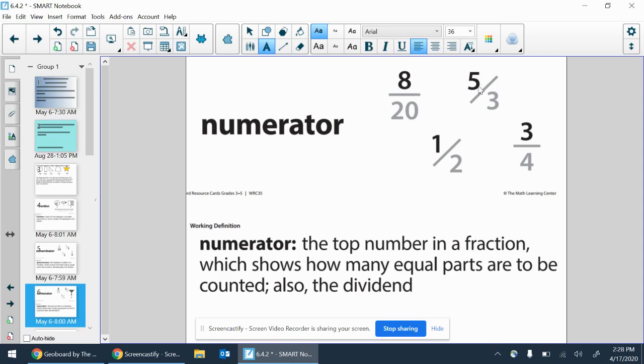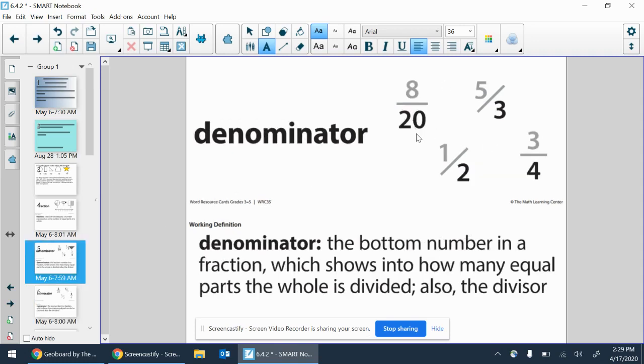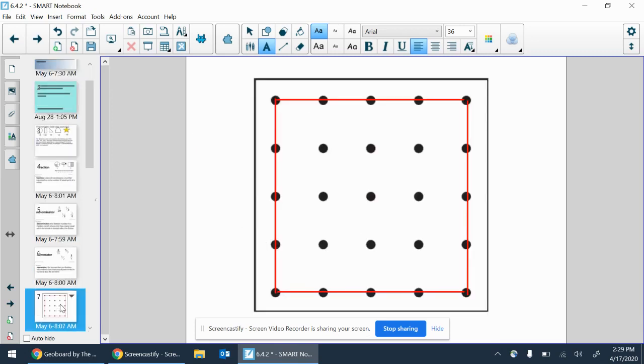If we had pizza, that number on the top is telling us how many pieces have been eaten. Or if you were doing your work, that number on the top tells you how many pieces you need to shade in. The denominator tells us how many pieces are part of the whole thing. So if you had a piece of cake and you cut it into 8 slices, the denominator is 8 because you have all 8 that made a whole. Okay? So we're going to be using our geometry boards.